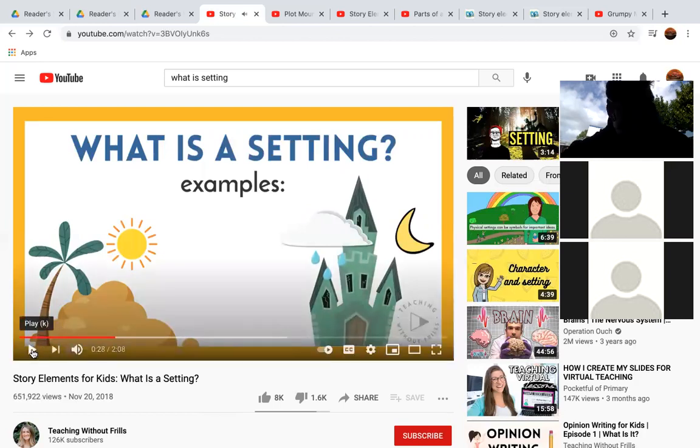So what do you guys think your definition would be of a setting? Student one? A setting would be like in a castle when it's raining and it's night. Okay. Without using the pictures, what would your definition be? Okay, so I think didn't you say it can be a place, correct? Yeah, it could be a place. Student two, what about you?